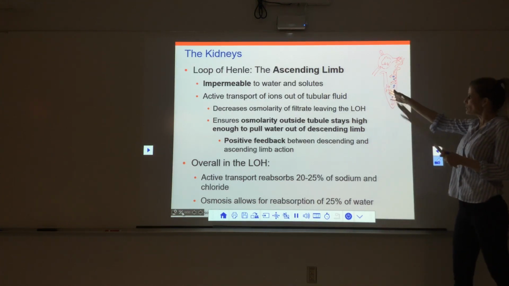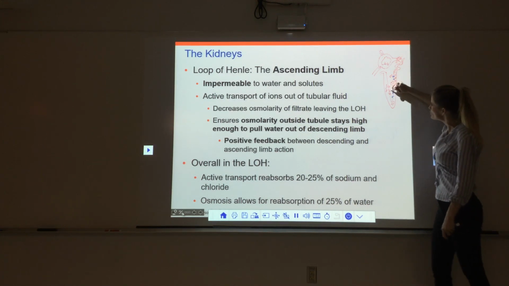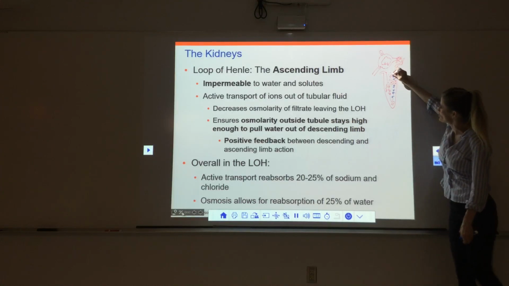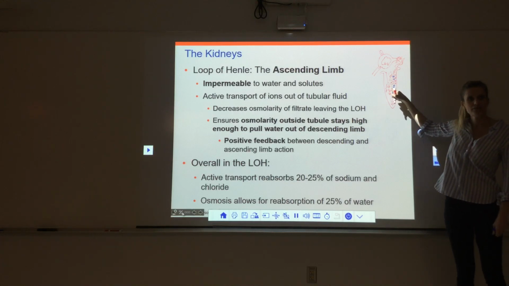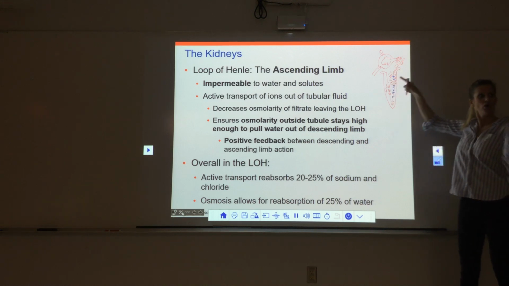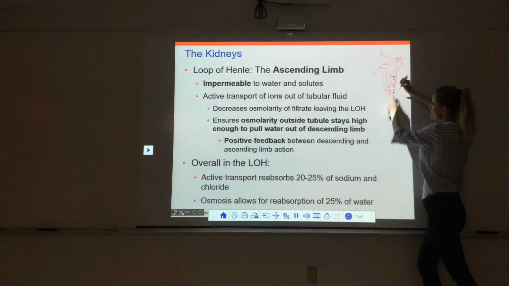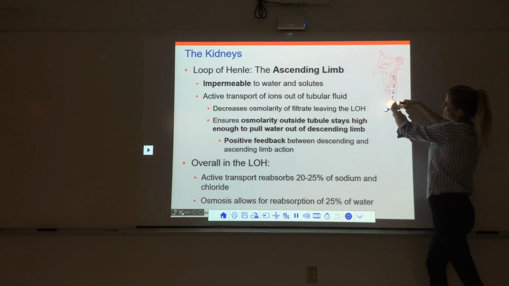Now this is important. What this does is this ensures that we have a ton of solutes out here in this paratubular fluid. Why do we need a bunch of solutes out here in the paratubular fluid? Oh, water, exactly. Okay, so we actively pump sodium and chloride out in the ascending limb. That ensures there's a high osmolarity out here so that water will come out via osmosis in the descending limb.